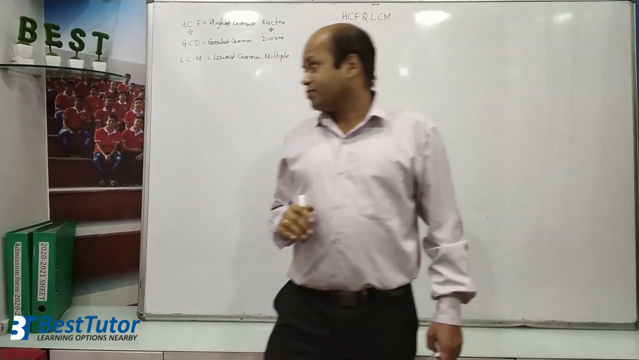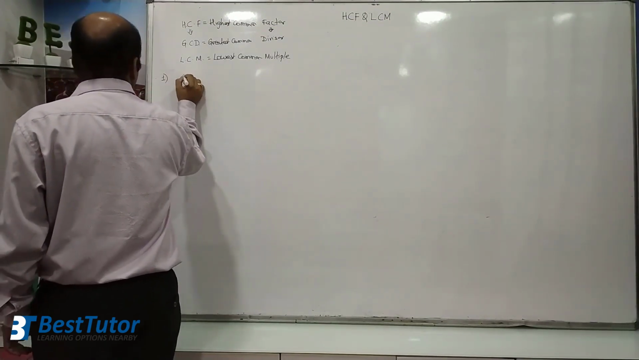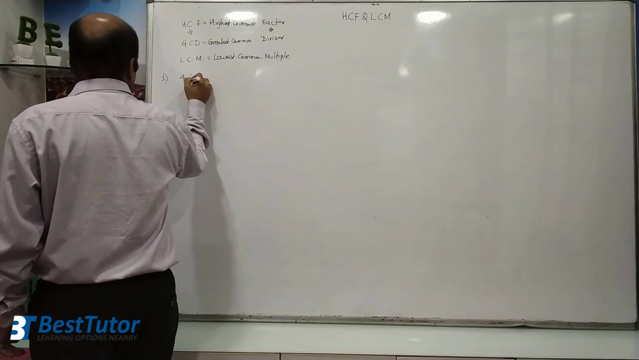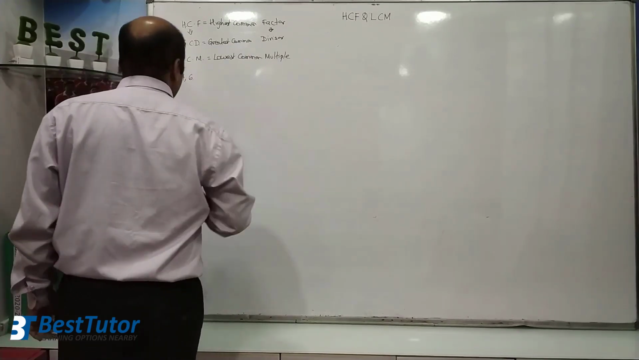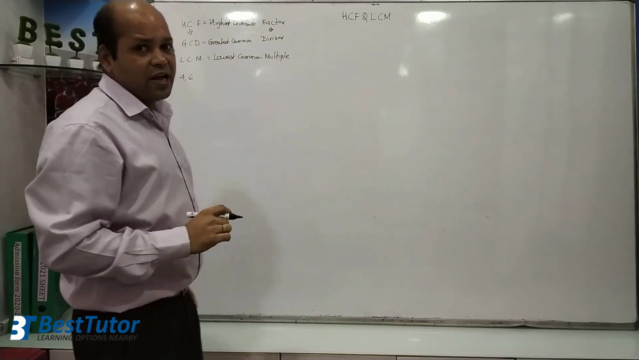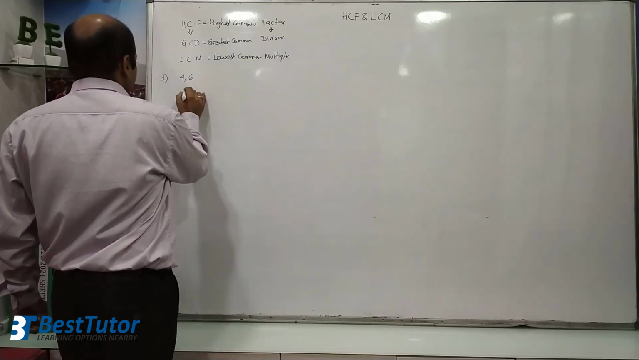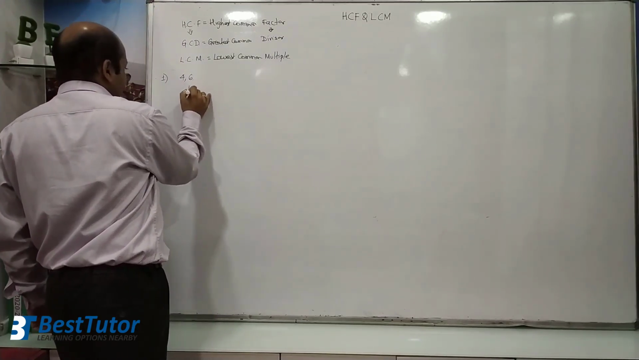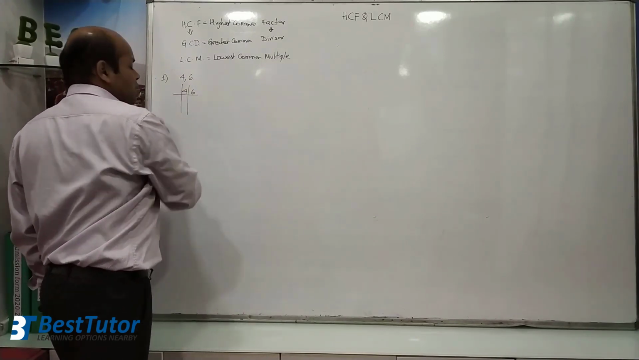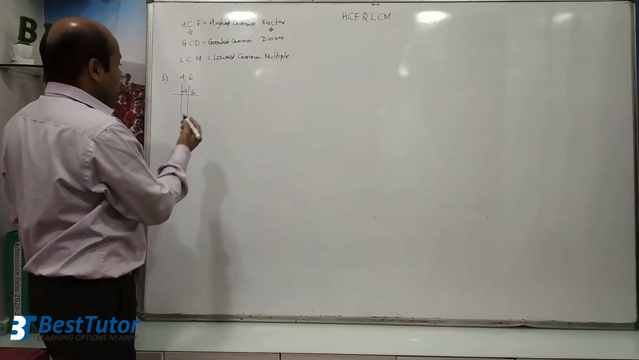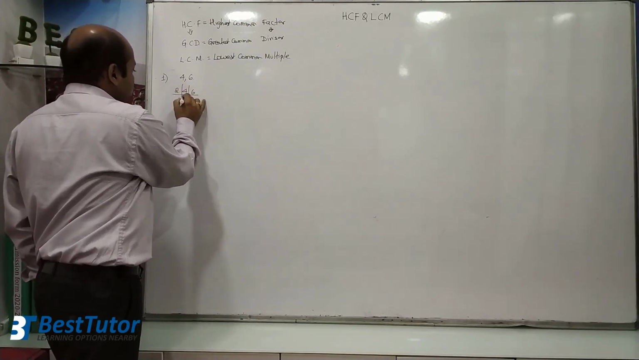We'll take an example. Two numbers I take as 4 and 6. What is the HCF and LCM of these two numbers? What is the normal way of solving this question? I write 4, I write 6. Which number divides both the given numbers? Both the numbers are divisible by 2. They are even. So, divide by 2.